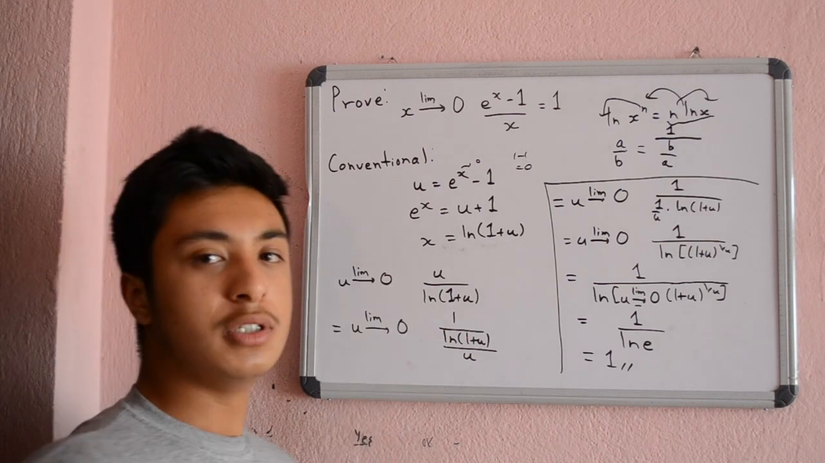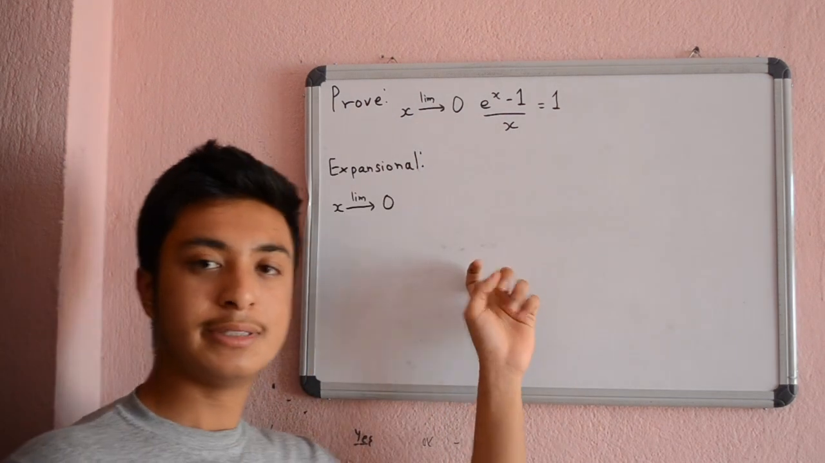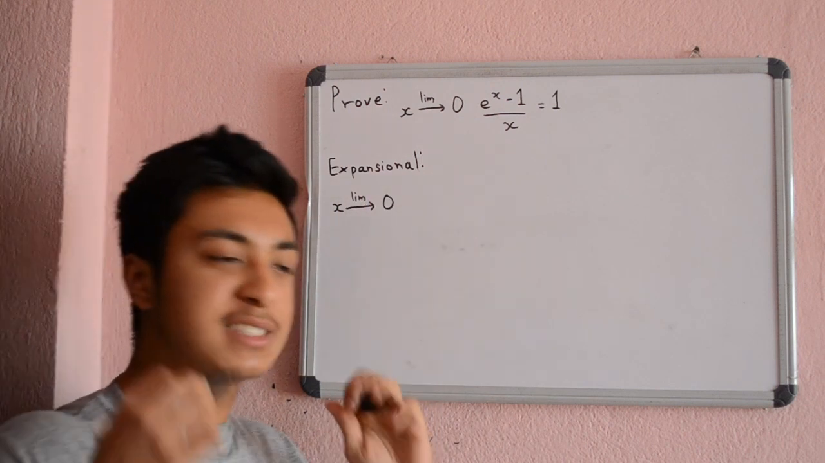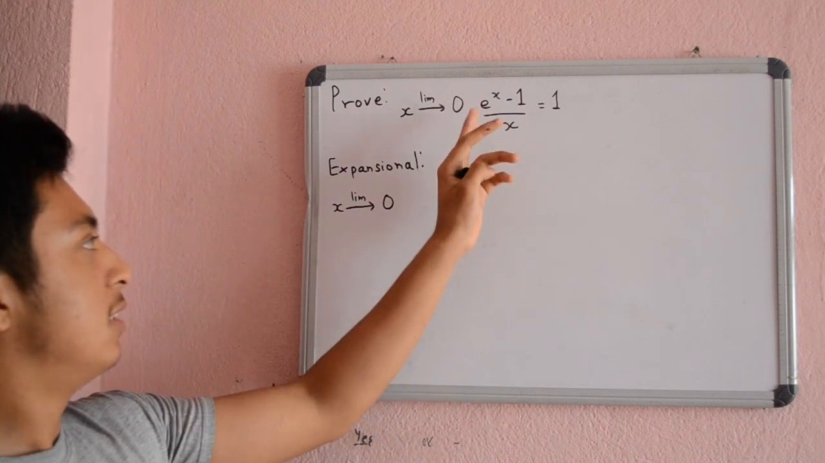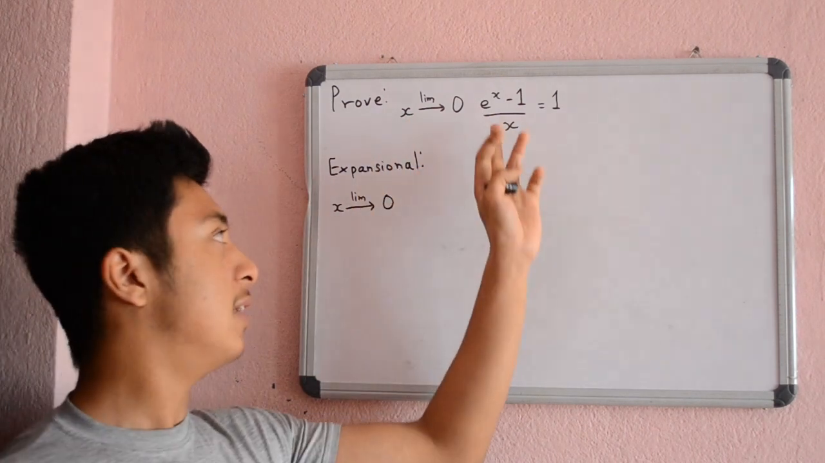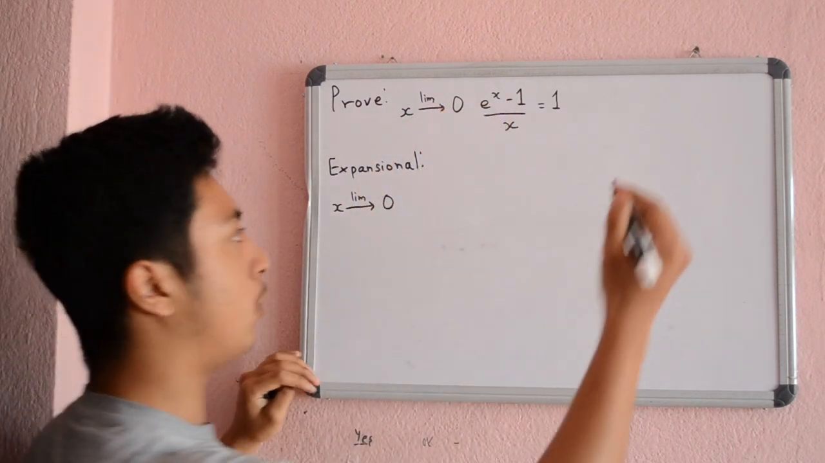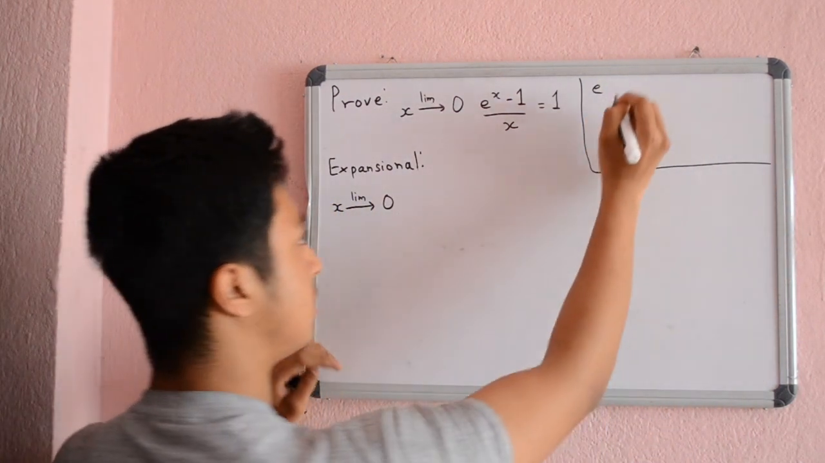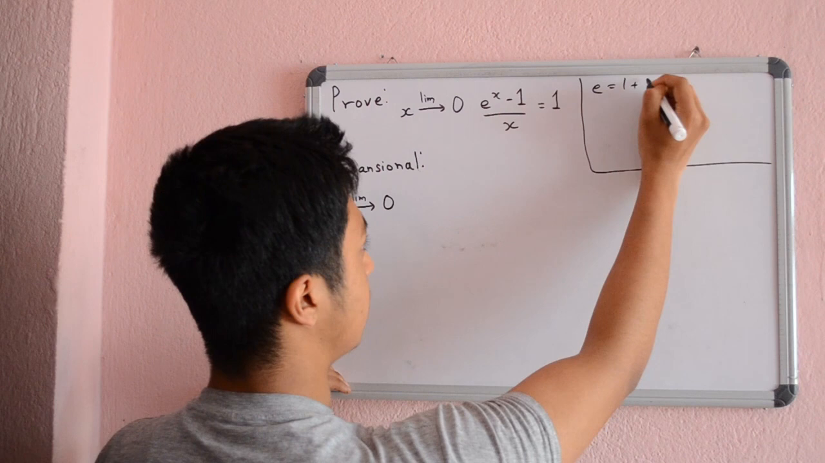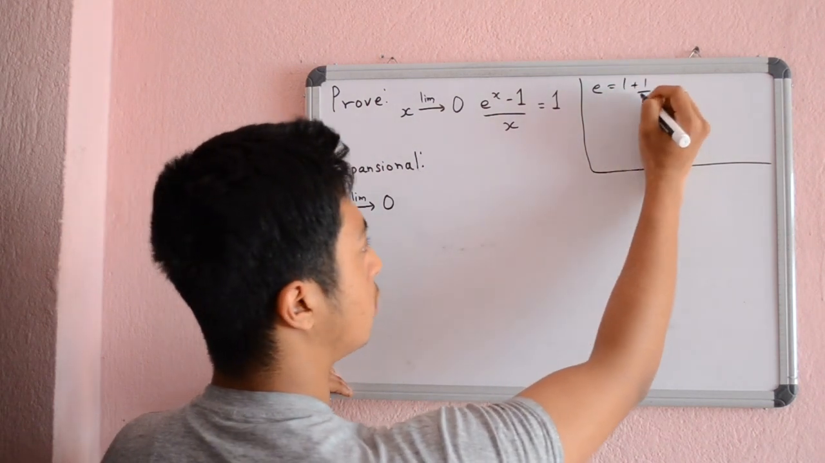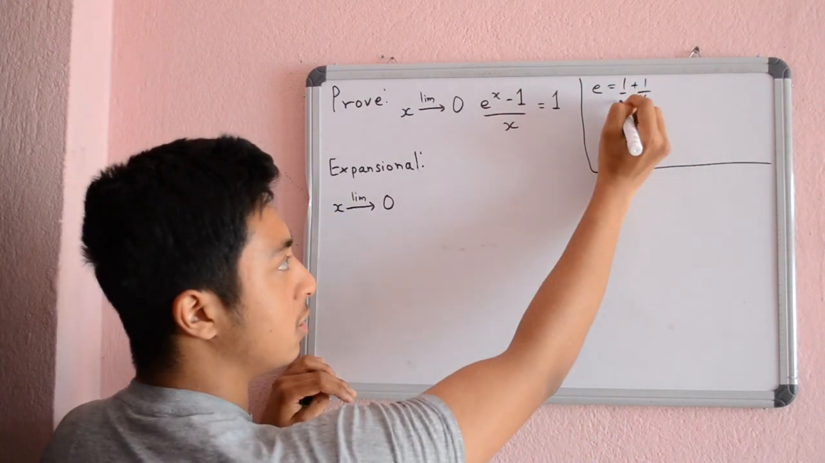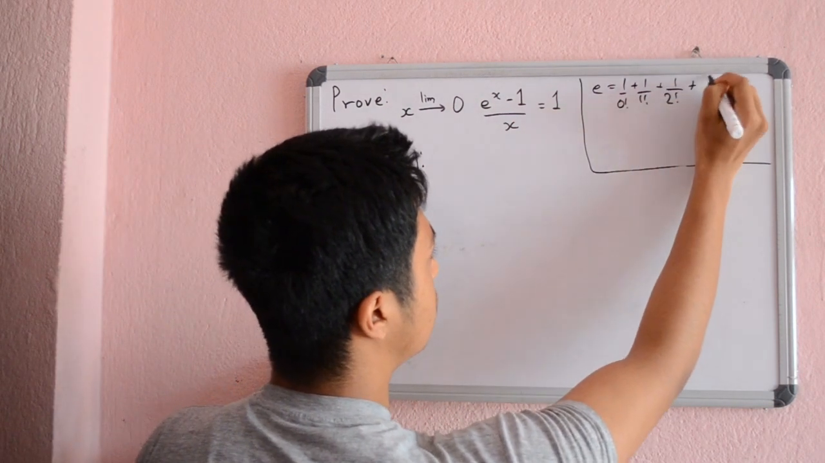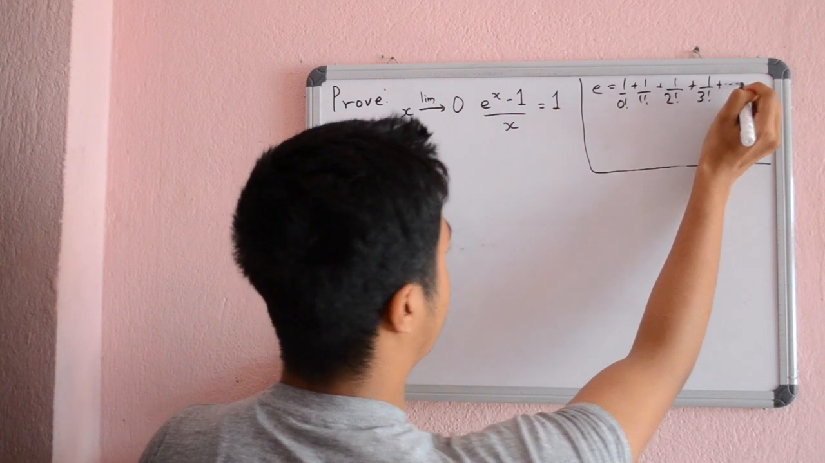Now let's go on to the expansional method. As the name suggests, in the expansional method we have to expand something, and here it's obvious, we have to expand e to the power x. Let me just show you what the expansion is. I'll show you for e because it is quite interesting. It is 1, plus 1 by 1 factorial, or actually this starts from 0 factorial, plus 1 by 2 factorial, plus 1 by 3 factorial, and so on.